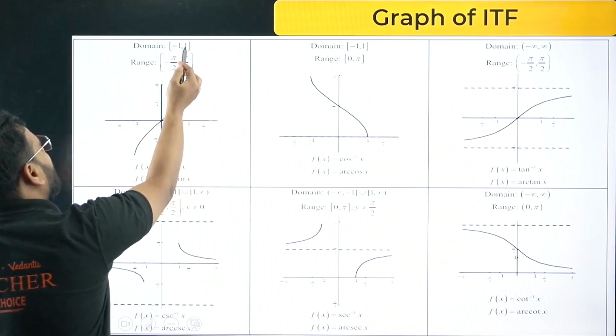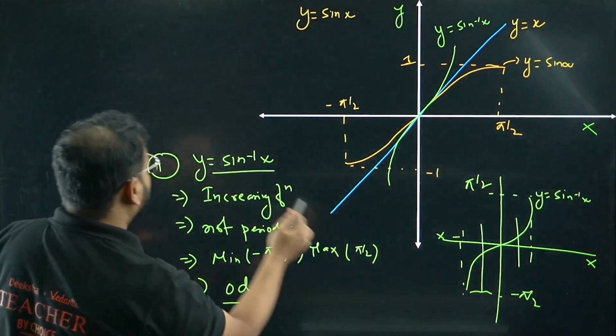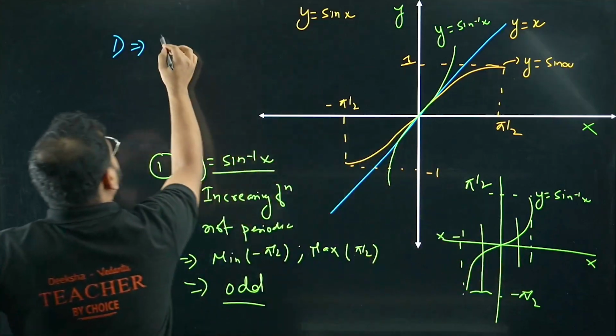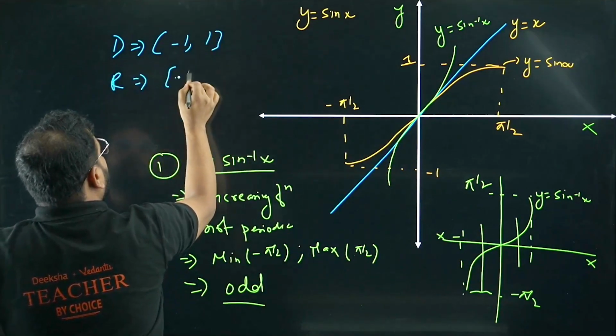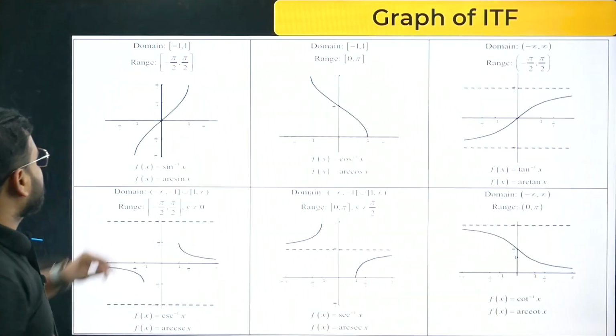Minus 1 to 1 is the domain, and the range is minus pi by 2 to pi by 2. So let's write the domain first. Domain is minus 1 to 1, closed. Range is minus pi by 2 to pi by 2, again closed. Okay.